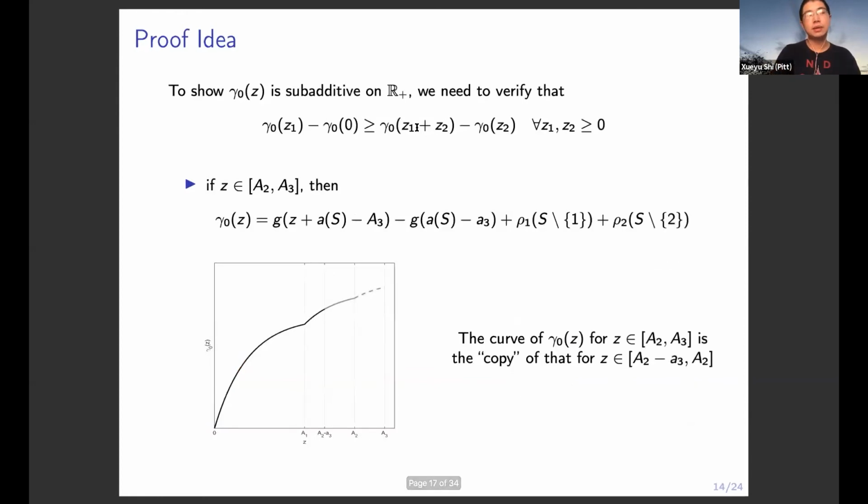So similarly, we can verify this subadditive condition in the following pieces, because in the following concave pieces, the curve is just a copy of their previous copies. So this is the basic idea that gives us the intuition that the lifting function gamma 0 is subadditive. Furthermore, we can develop a more generalized subadditive function, which is a piecewise concave function. We will discuss later that the lifting function of the flow cover set is a special case of this subadditive function.